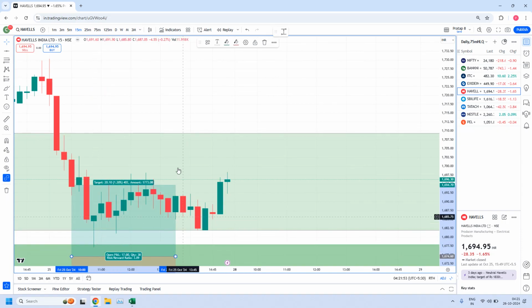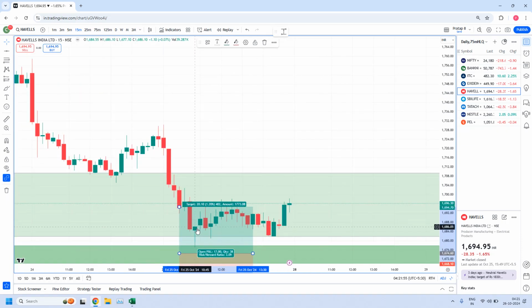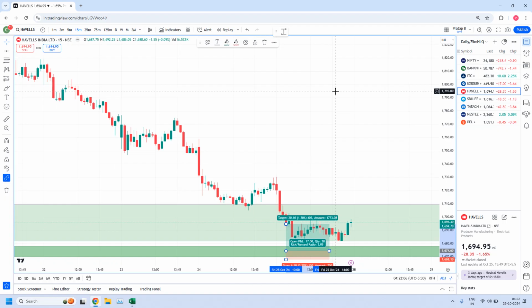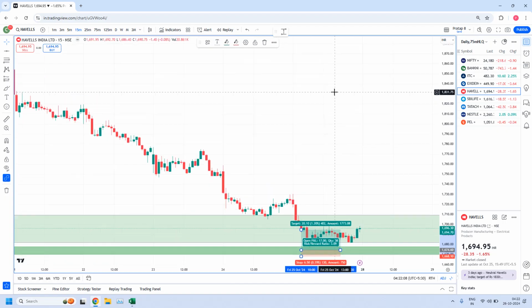We missed this trade. But what happened? It reached the trap, a bear trap. After that it started moving and finally reached this 15 minutes target. So this is the reason why we didn't take the trade.